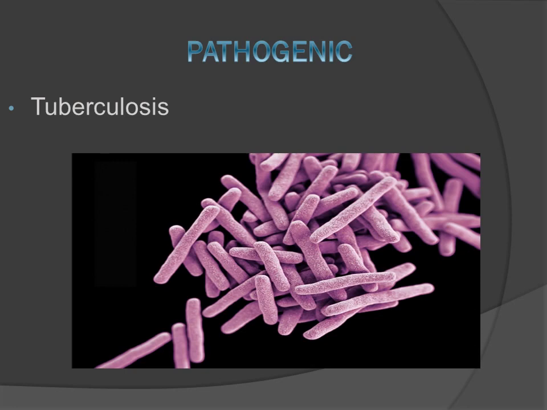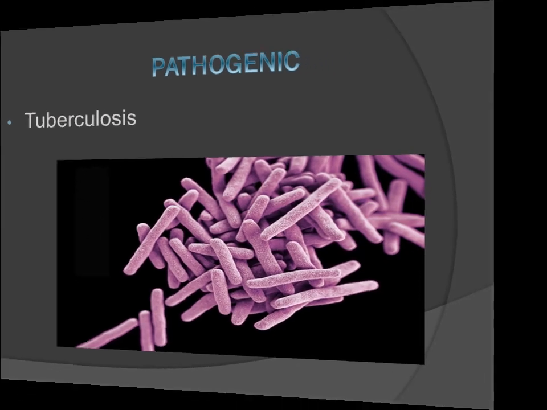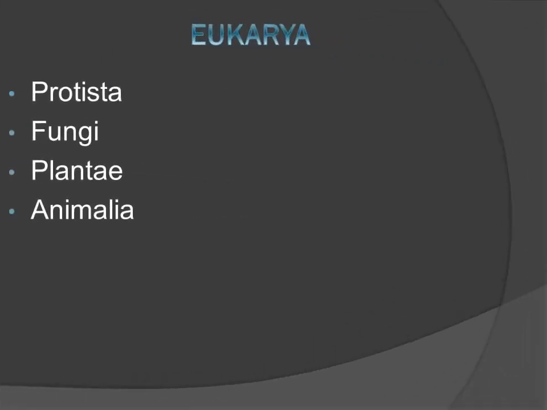Shall we go to the third one? Okay. So the third domain is eukarya. Okay. So the first one is archaea, the second one bacteria, and the third one is eukarya. So archaea means extremophiles. All the bacteria come under bacteria, and the rest of the things, protista, fungi, plantae, animalia, come under eukarya.